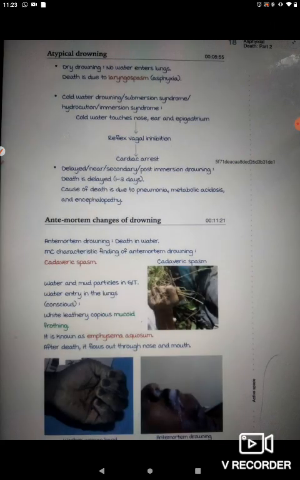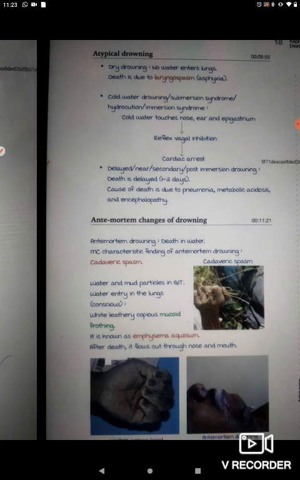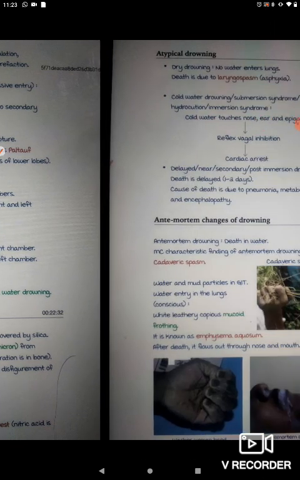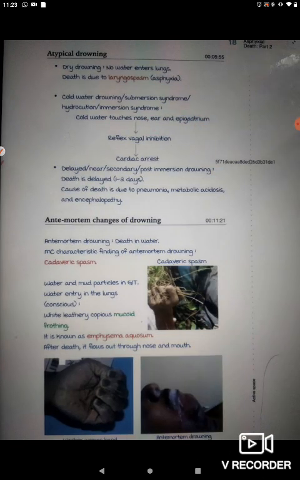Atypical drowning: dry drowning is just dying of the laryngospasm due to asphyxia. Cold water drowning, submersion, immersion, or hydrocution is due to reflex vagal inhibition when cold water touches the nose and epigastrium. Delayed drowning, also called secondary or post-immersion drowning, is due to pneumonia, metabolic acidosis, severe encephalopathy. Then we have seen cadaveric spasm was there, and white, leathery, copious mucoid frothing. That is what WLCM was.